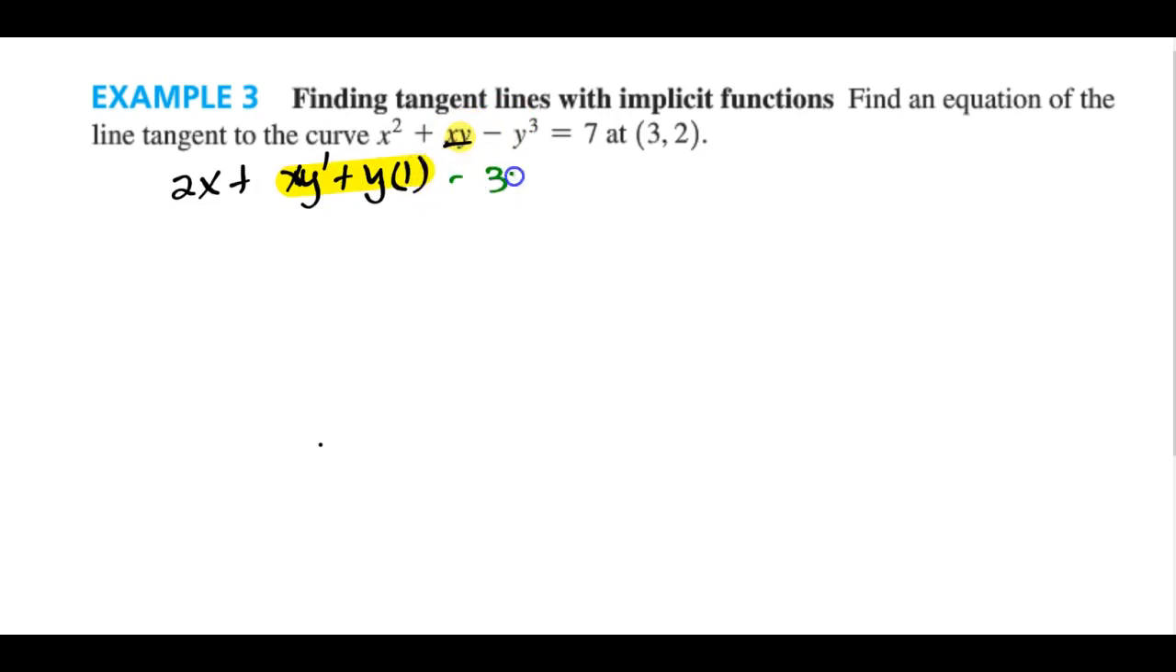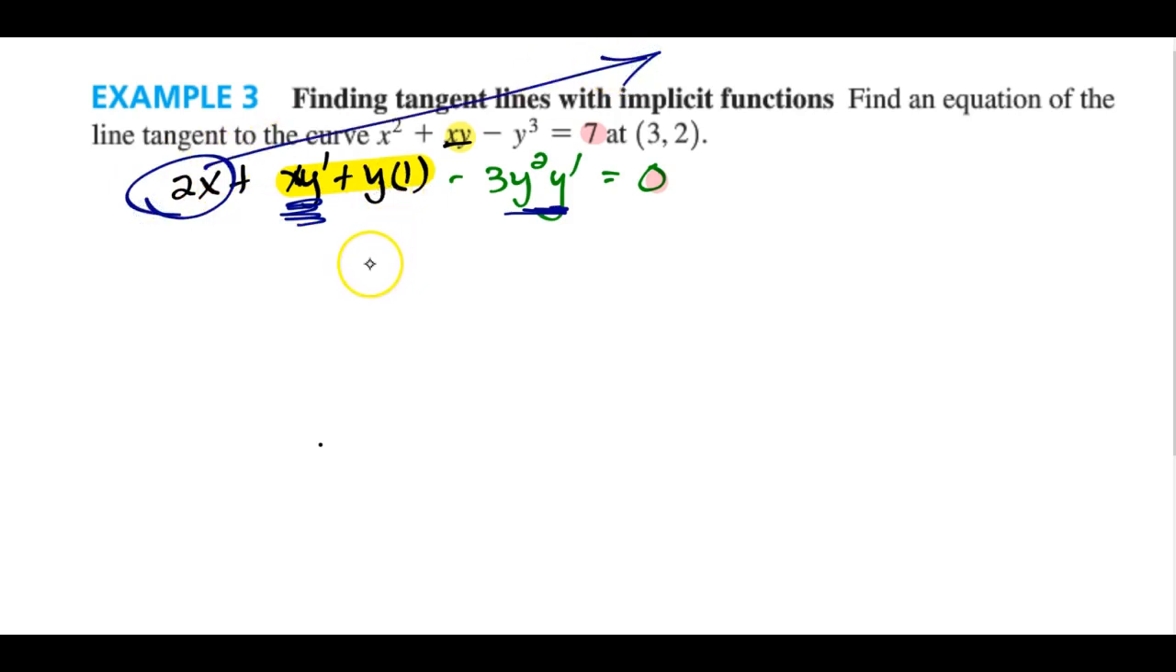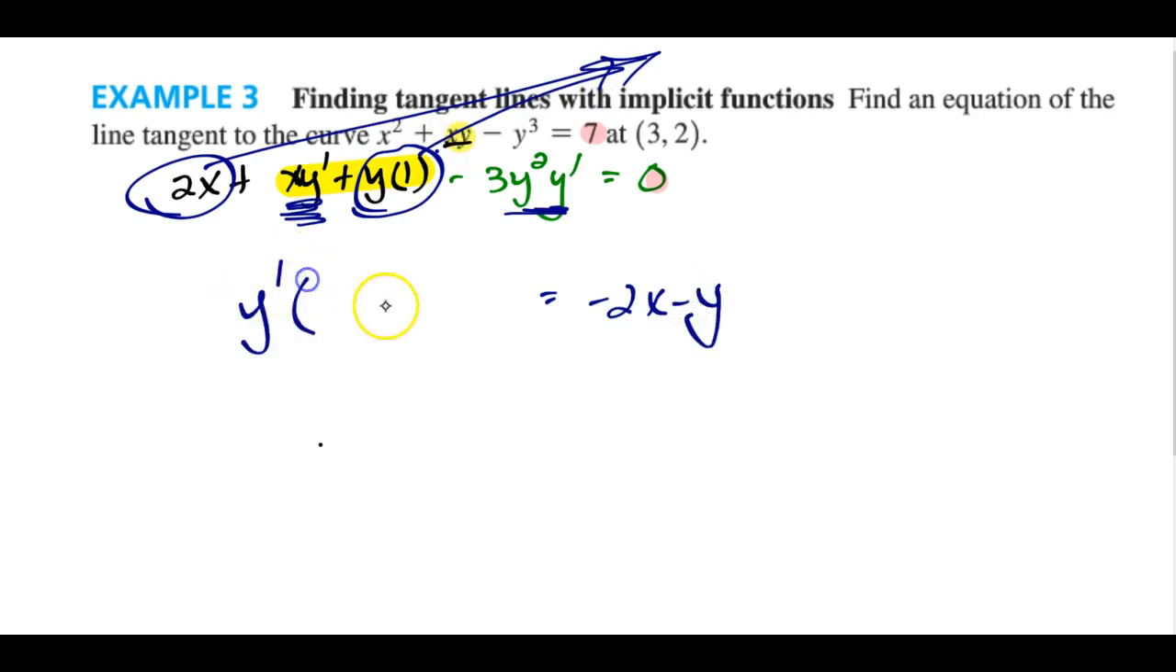Now minus 3y squared y prime equals 0. Because remember, you need to take the derivative of 7, and the derivative of 7 is 0. We're taking the derivative of both sides. So it looks like all my y primes are already on the same side, so I will do a couple things at the same time. I'm going to throw this on the other side and end up with a negative 2x minus y. And I'm going to factor out a y prime all at the same time. So from this guy and this guy, I'm left with x minus 3y squared.